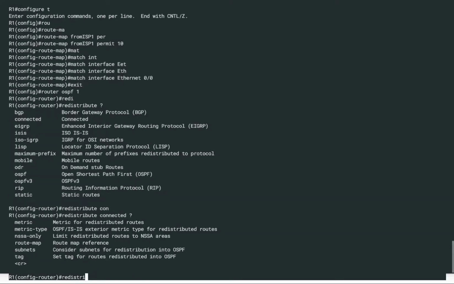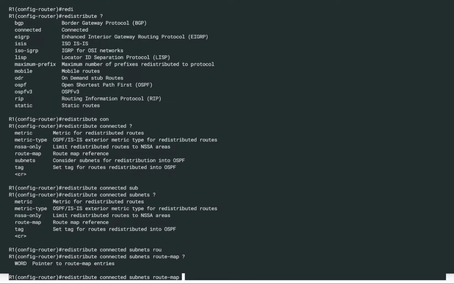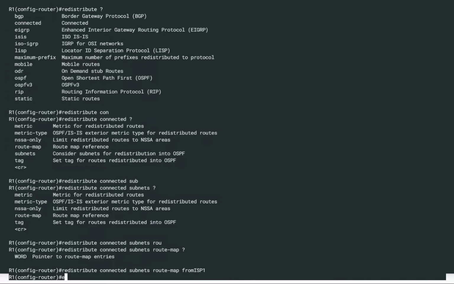When we do redistribute connected, as I said, we can use the subnet keyword, consider subnet for redistribution into OSPF, and that's what we want to use. And with that, we can specify a route map, and the name of the route map that we had configured is from ISP1. Let's go ahead and do that.